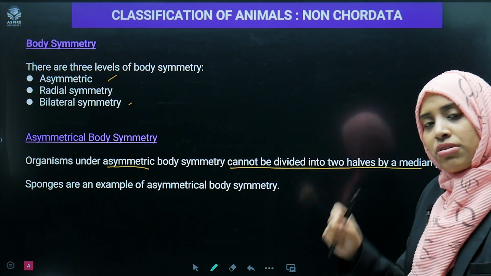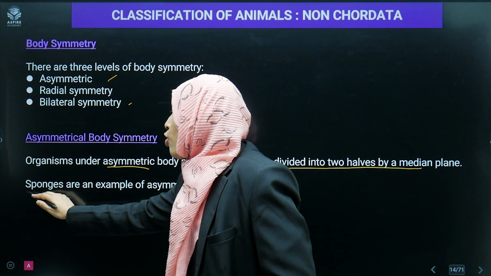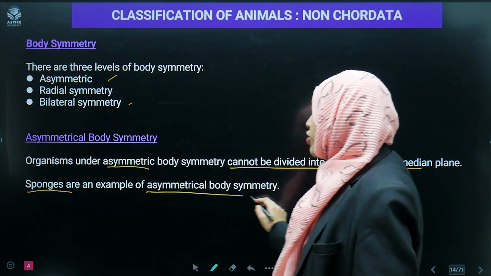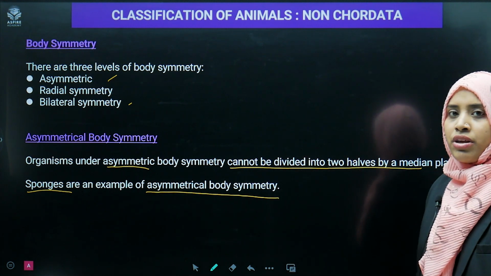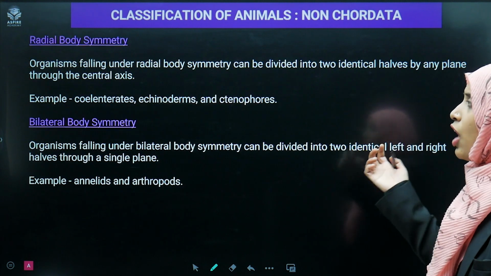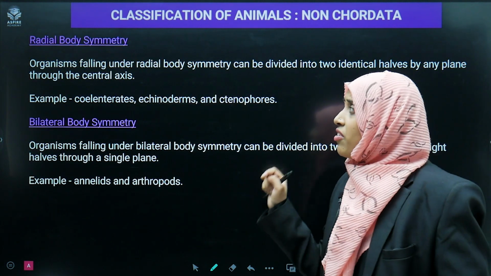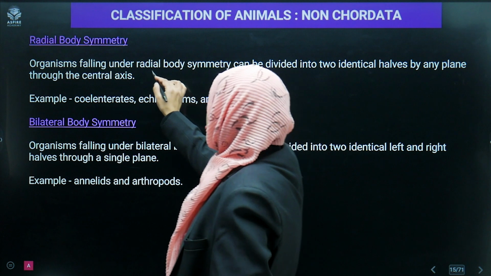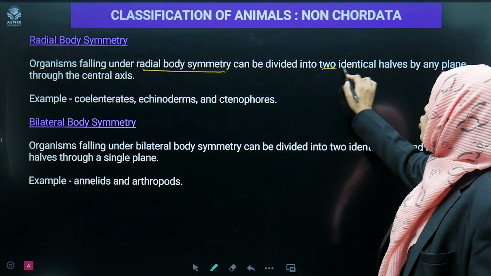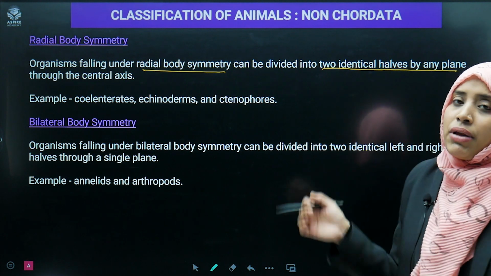इसमें सबसे important example है, they are sponges which belong to Porifera. They are the example of asymmetrical body symmetry. So they don't have any symmetry. Okay. Now there is radial body symmetry. So organisms falling under this radial body symmetry can be divided into two identical halves by any plane.